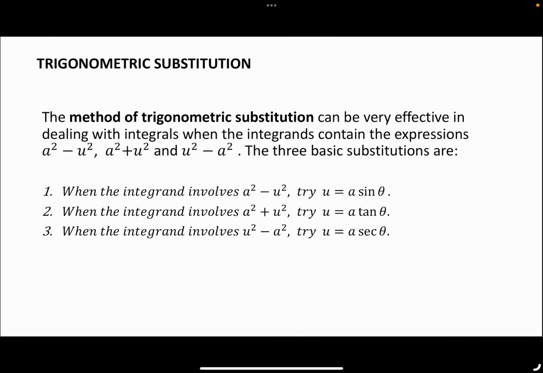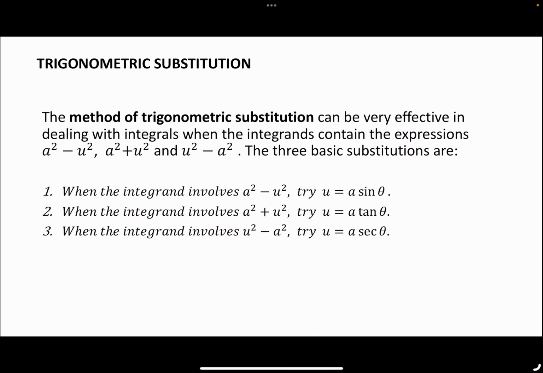Everyone, today we'll be discussing trigonometric substitution. The method of trigonometric substitution can be very effective in dealing with integrals when the integrand contains the expressions a squared minus u squared, a squared plus u squared, and u squared minus a squared.